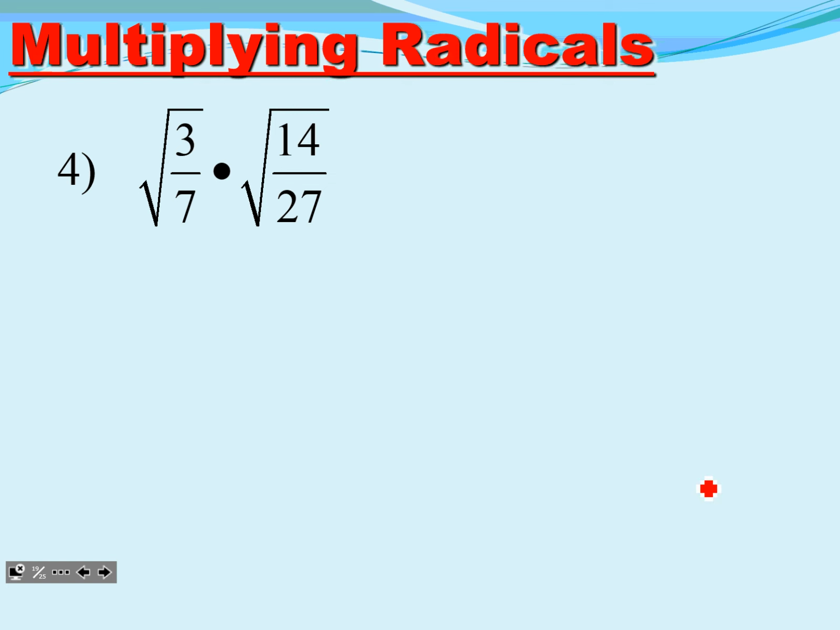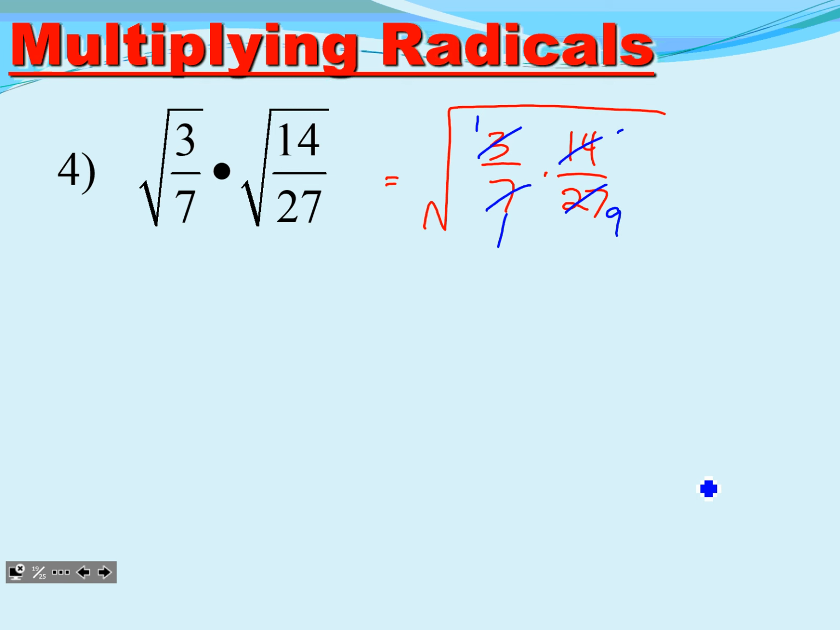For number 4, I'm going to do the same thing. I'm going to put this all under one radical. 3/7 times 14 over 27. I'm now going to cross cancel. 3 becomes a 1, 27 becomes a 9, 7 becomes a 1, 14 becomes a 2. This eventually becomes root 2 over 9. I can then take the root of the numerator and denominator. So this eventually becomes just root 2 over 3.